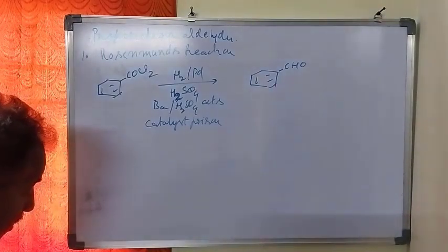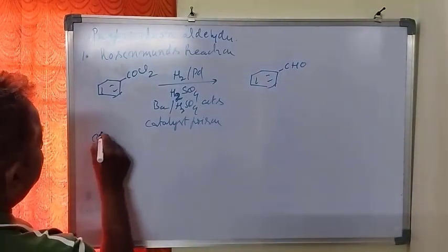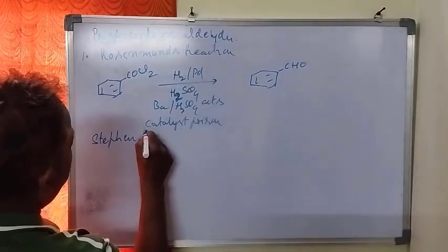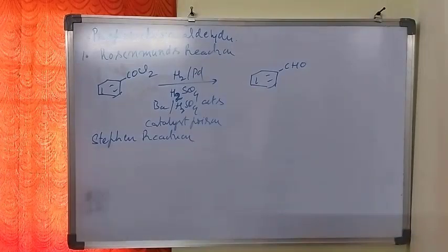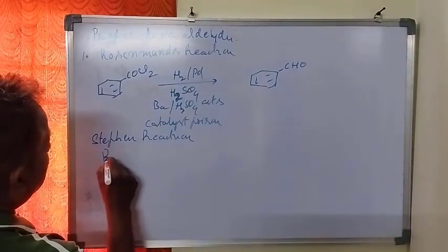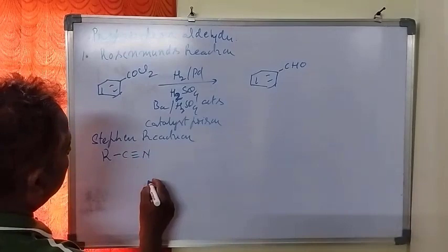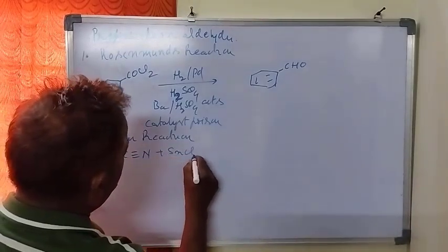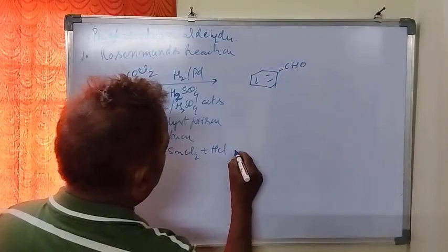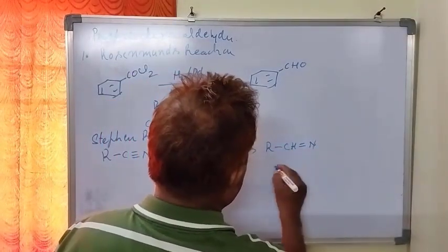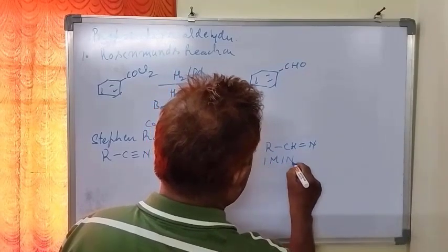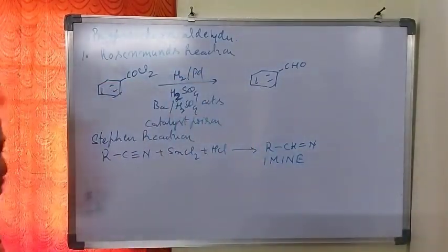So Rosenmund's reaction. The next one is the Stephen reaction. Here alkyl nitriles are treated with stannous chloride in the presence of HCl. So here RC triple bond N, alkyl nitrile, in the presence of SnCl2 and HCl, and what do we get? We get RCH double bond NH. This is known as imine.